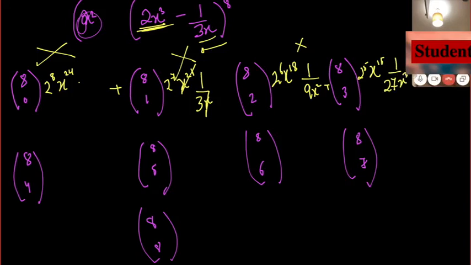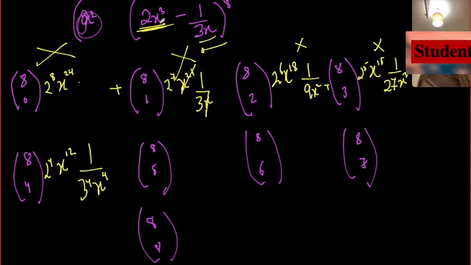So I think all of them except the last, no, this will not be the answer. Let's put 4 here. So 2 to the power 4, x to the power 12, and if you put 4 here, this will become 3 to the power 4 and x to the power 4. Is that right? This will also not give you.